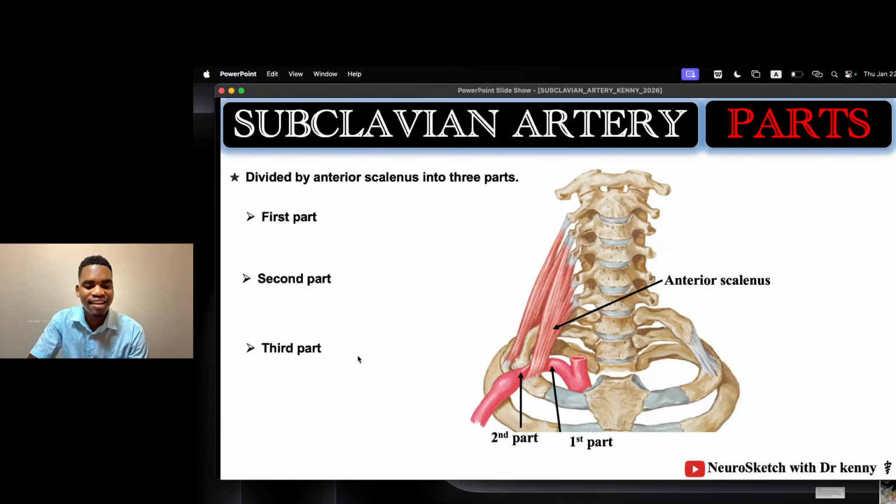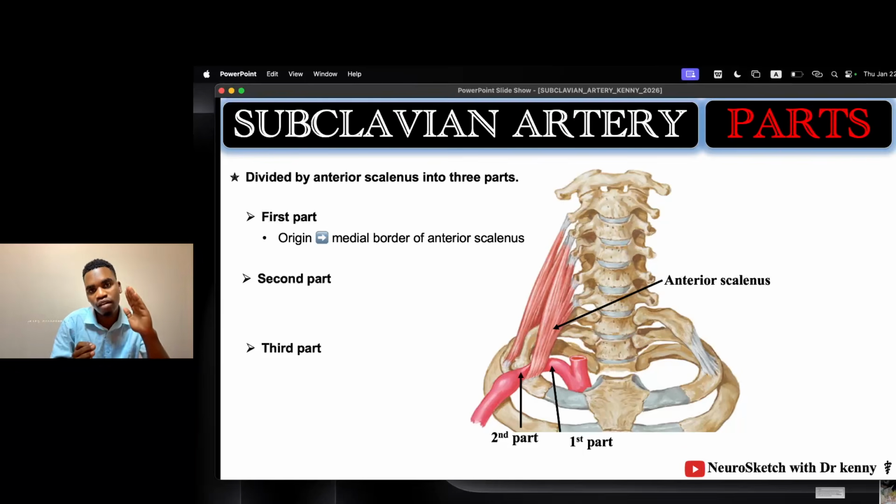The first part of the subclavian artery is from the origin. For example, on the right side, it originates from the brachiocephalic trunk just behind the sternoclavicular joint. So from the origin of the subclavian artery to the medial border of the anterior scalenus, that's the first part of the subclavian artery.